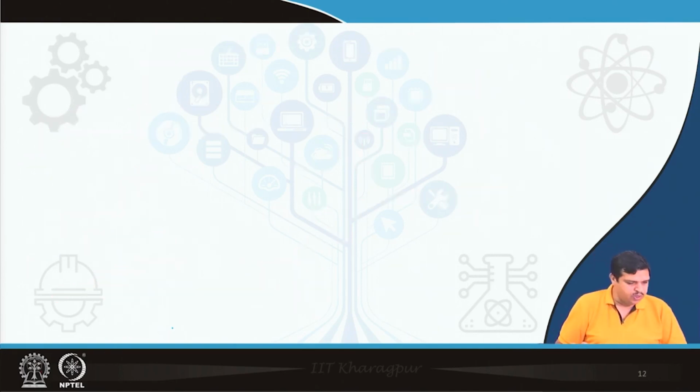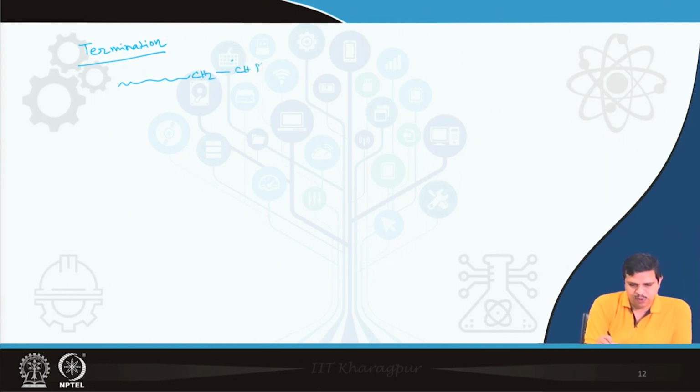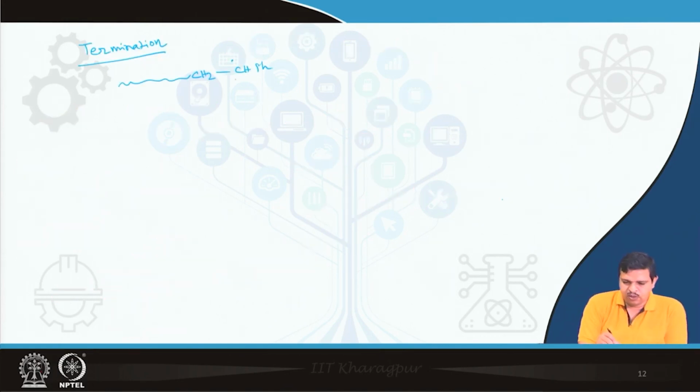Okay. Now, very quickly, I will tell you about termination. Here you will see that I am not writing the whole polymer, I am just writing only the active end of the polystyrene. So, here you see CH Ph, if you recall the last slide. So, this is the CH2 CH Ph. Now, this is the radical. So, this is very active.